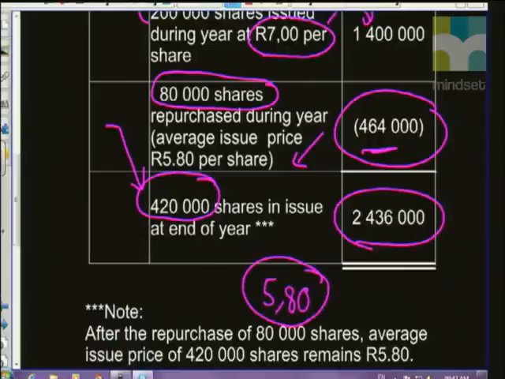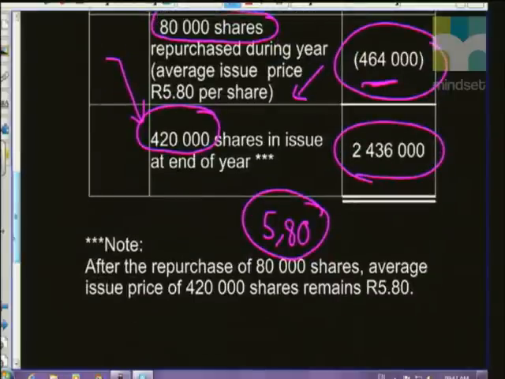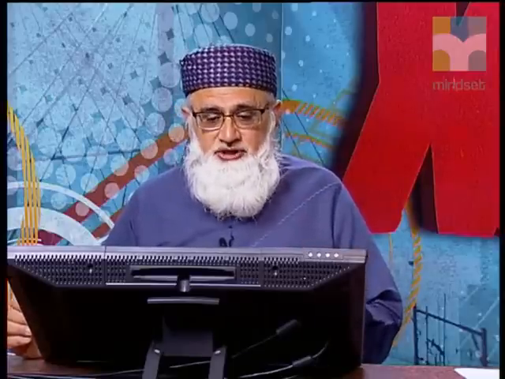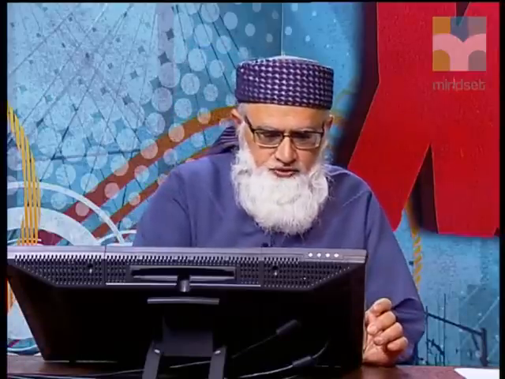In other words, after the repurchase of the 80,000 shares, we find that the average issue price of the 420,000 shares remains at 5 Rand and 80 cents. So keep this in mind when you are doing this calculation. Right, let's move on to the next one.